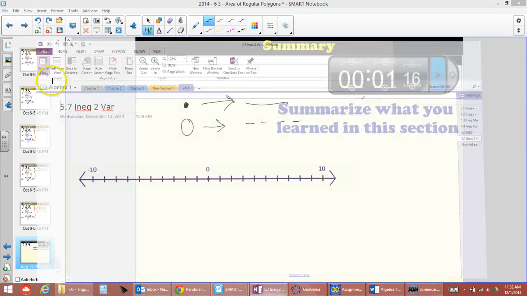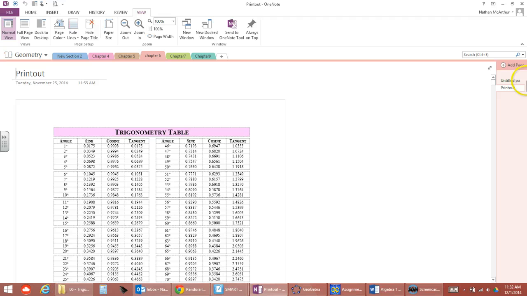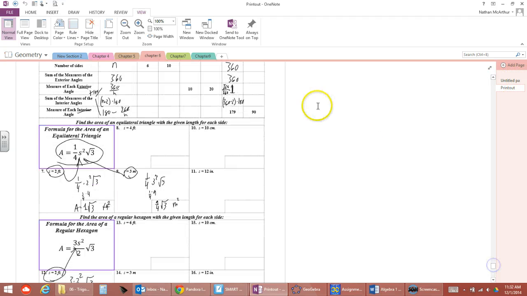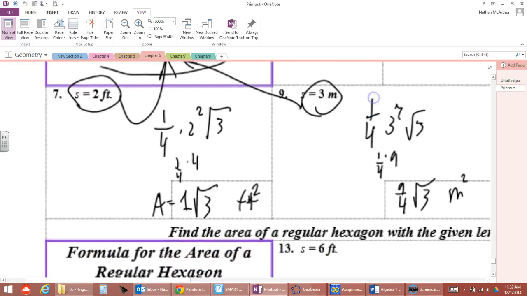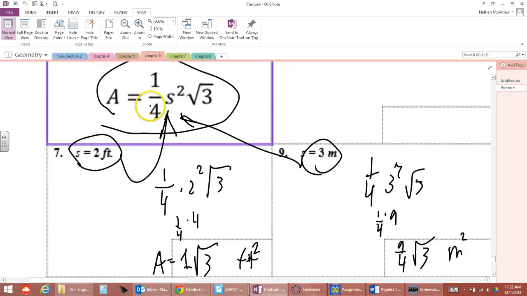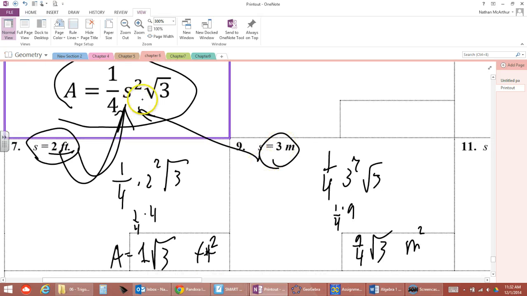Let me go ahead and quickly pull up some homework examples in geometry for 6.3. All right, so right here, you can see on number 7. This is the equation we're using, and this is the side length. I have to plug that in there, and I end up with 1/4 times 2 squared root 3. So 2 squared is 4. 1/4 times 4 is just 1, so I have 1 root 3, and my unit was feet, so I put feet squared. Over here, same thing. I just plug in the 3 right there. 1/4 times 3 squared times root 3. Well, this is 9 times 1/4, which is just 9 over 4 root 3. My units was meters, so now it's meters squared.